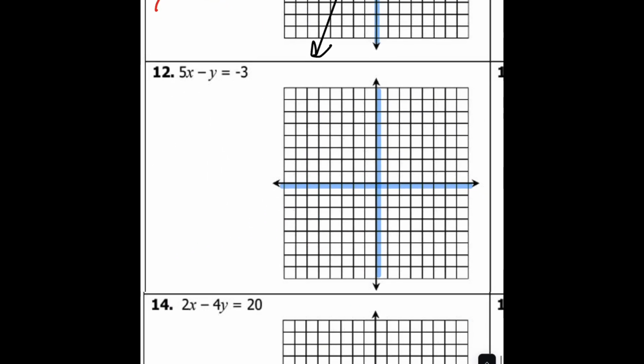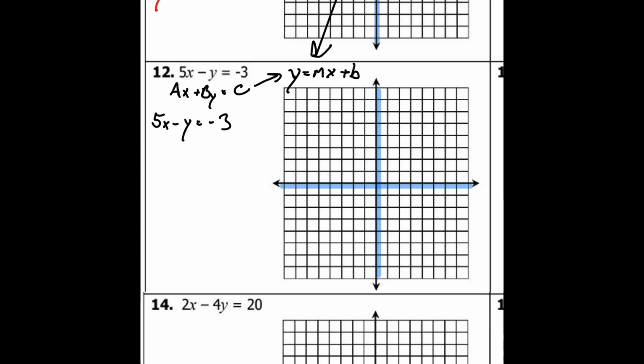Okay, we're looking at number 12. Number 12 is no longer in point slope form, but it is in standard form. Standard form is ax plus by equals c. And I want that to turn into y equals mx plus b. So I'll rewrite it so it's a little cleaner. 5x minus y equals -3.